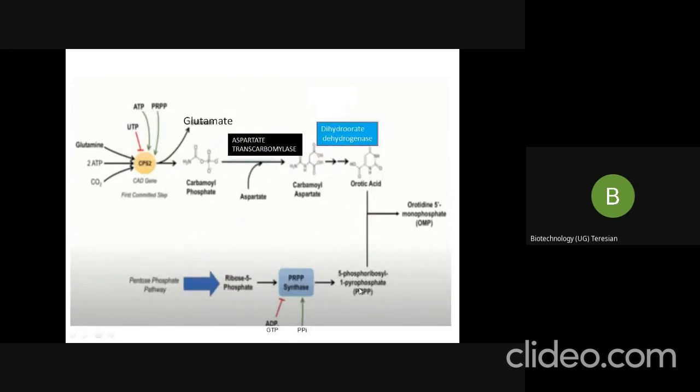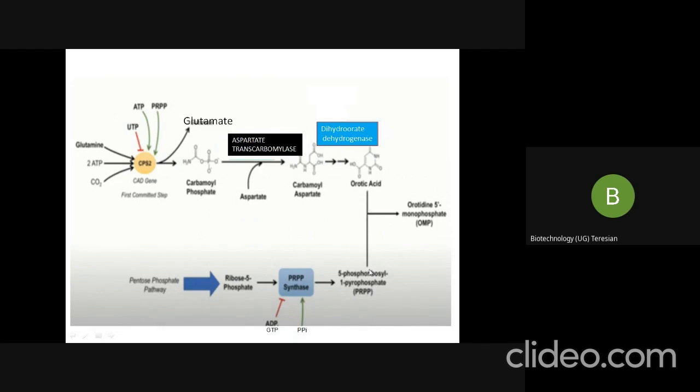5-phosphoribosyl 1-pyrophosphate in the presence of the enzyme PRPP synthase. This 5-phosphoribosyl 1-pyrophosphate in turn combines with the orotic acid and forms orotidine 5' monophosphate, which is abbreviated as OMP.